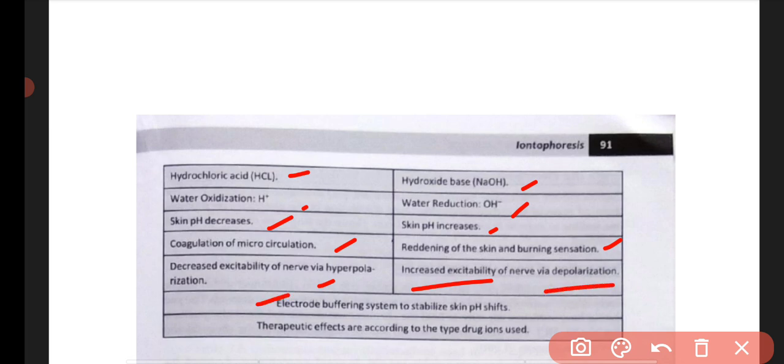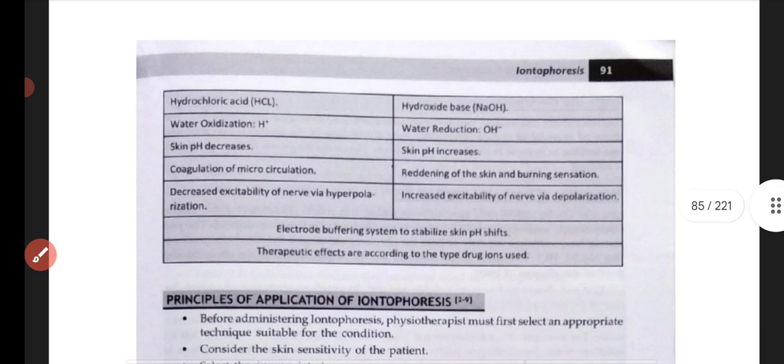And the last two are the electrode buffering system to stabilize the skin's pH shift, and the therapeutic effect, which is according to the type of drug used. What type of drug you are using depends upon the therapeutic effect.